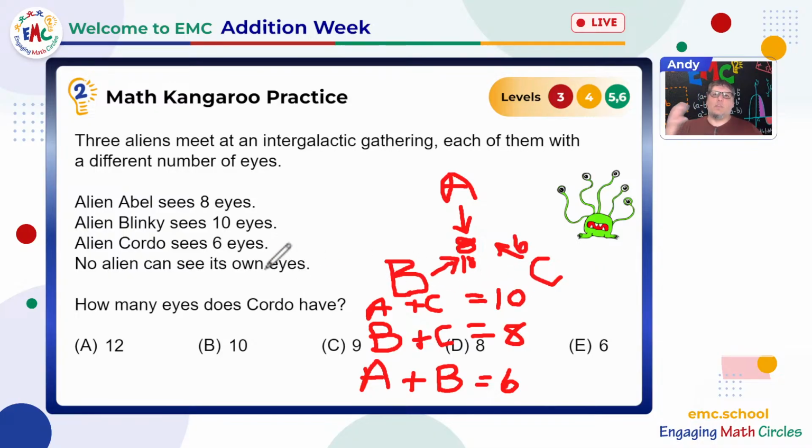So who has the most eyes? Who's in both of the highest numbers? It's got to be Cordo. So we can kind of check when we get there, because he sees the least eyes, he must have the most eyes. We can check when we find our answer.